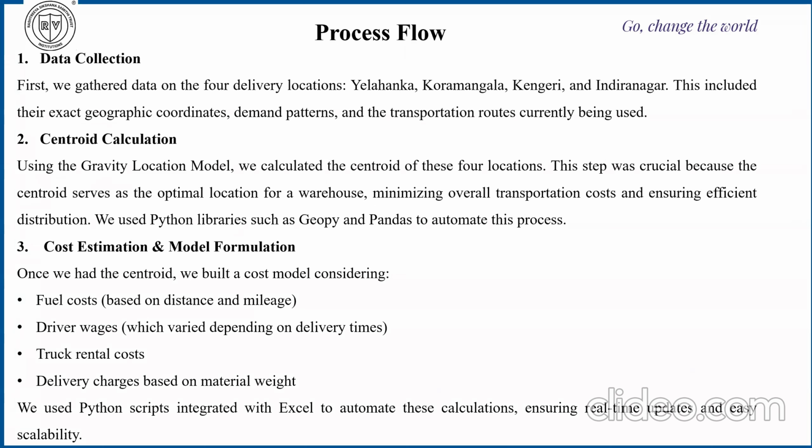So now let's talk about the process flow. While it comes to this process flow, first is data collection. So we have to gather all the data for four deliveries, that is Yelahanka, Koramangala, Kengeri, and Indiranagar. Next is center calculation. So we use the gravity location model to calculate the center of these four locations. This step is very crucial because we have to find the center of the optimum location. This is done using Python libraries such as GeoPy and Pandas.